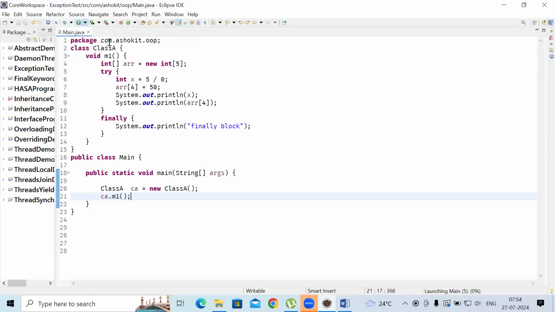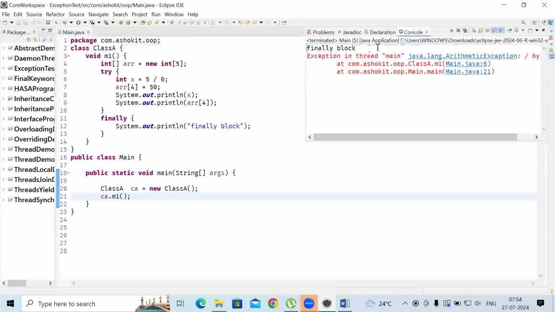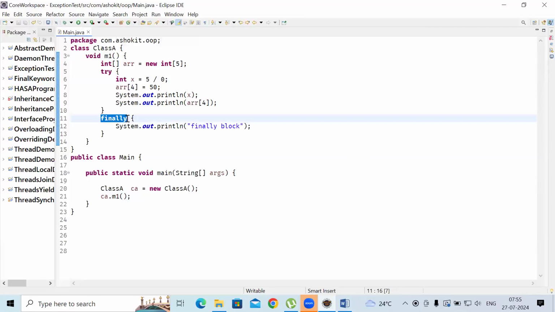See, that's the output you are getting here. Tell me first which block is executed. Finally block. Actually, when an exception occurs in the try block, control looks for the nearest catch block. But there is no nearest catch block, that's why control jumps to the finally block. After executing the finally block, this exception will be propagated to the caller method, Main. But the main method is also not handling the exception of M1 using try catch blocks. That's why it is propagated to the JVM. The JVM will first terminate the program and then display the exception stack trace.